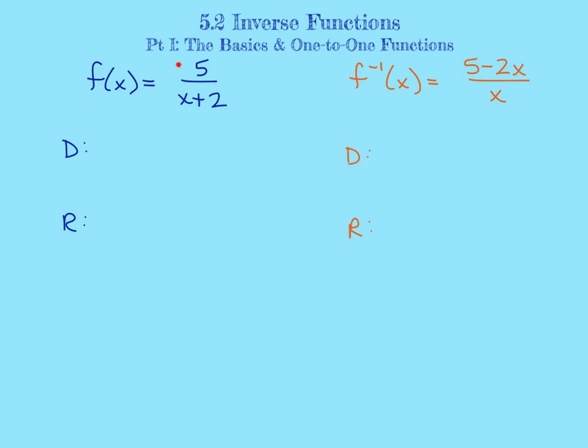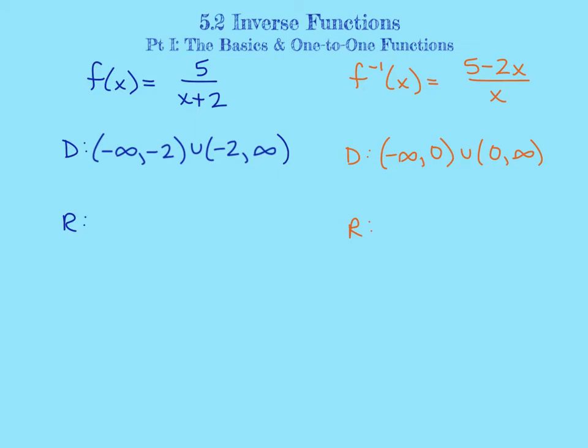What I have here is a function and its inverse. They're both rational functions. Let's take a look and find the domain of each, and then take a look at what the range is by graphing. So the domain of our original function is all x values except -2. Therefore, we can write that from negative infinity to -2 union -2 to infinity. And the domain of our inverse function is all x values except 0, so we can write that in a similar way. So we found the domain.